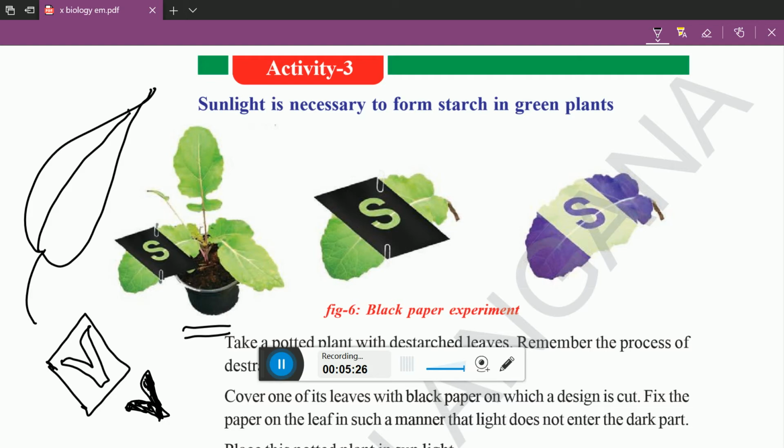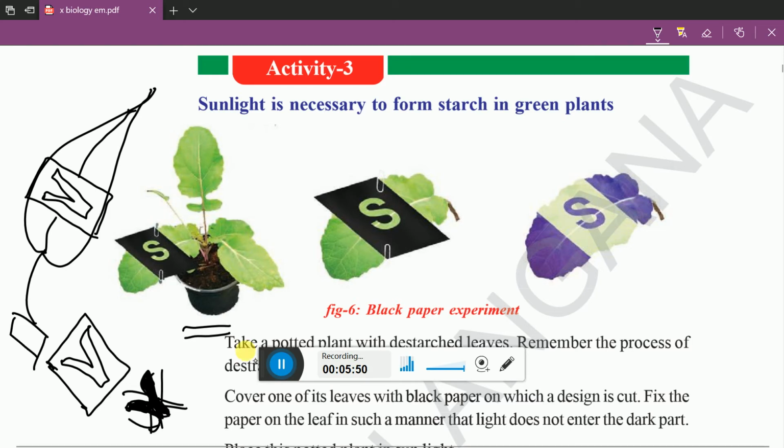After that, we need to put this whole setup under sunlight again for 2 to 3 hours. Then after 2 to 3 hours we need to come back here and remove the clips. After removing them, we need to put the clips aside. The clips must be thrown away and the sheet must be put aside.